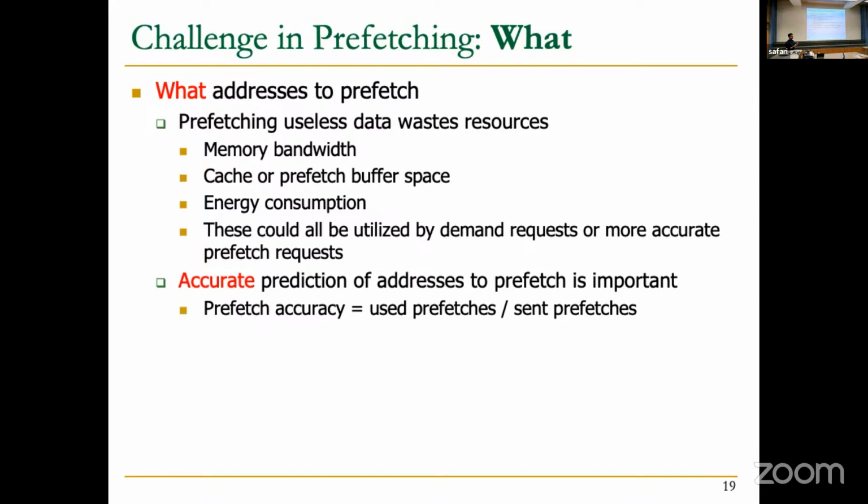So we want it to be as high as possible, but as we will see, it's a traditional trade-off, right? The more you increase the accuracy, it's highly likely that you would lose out on coverage, in the sense of what fraction of the memory requests are actually covered by the prefetcher, right? And there is another metric called timeliness, which we just discussed.